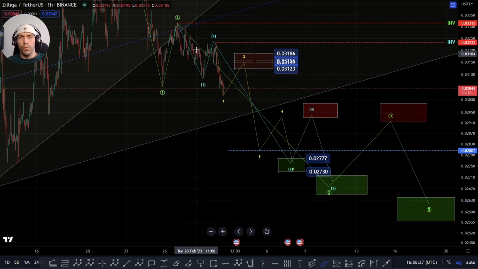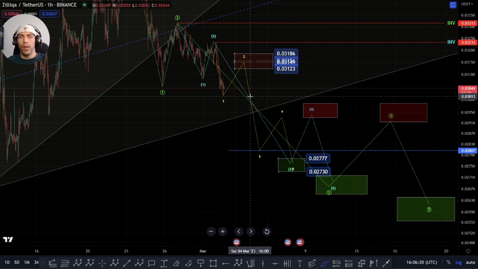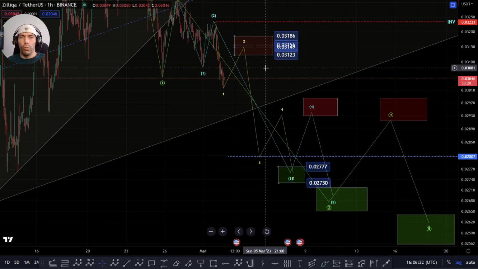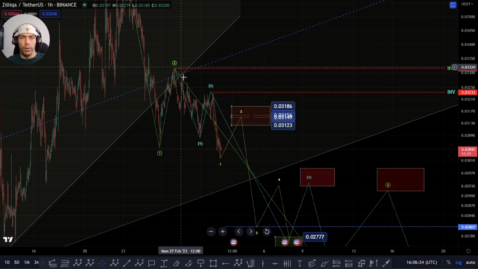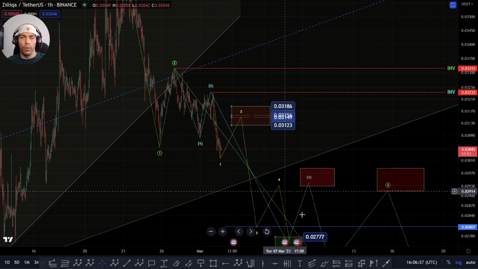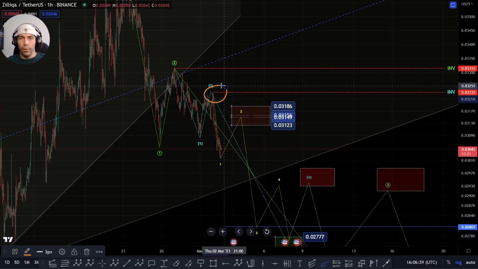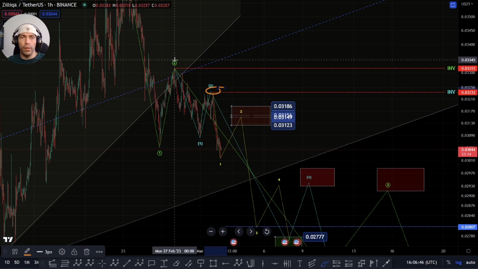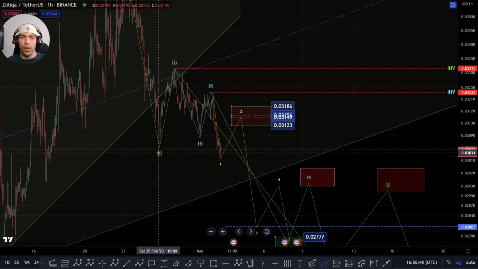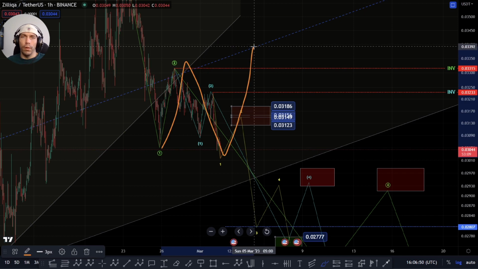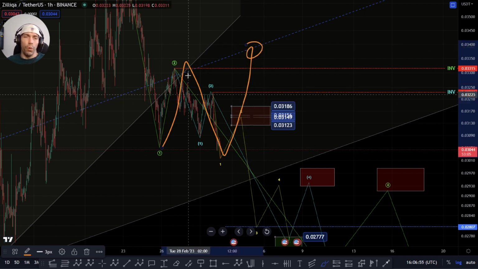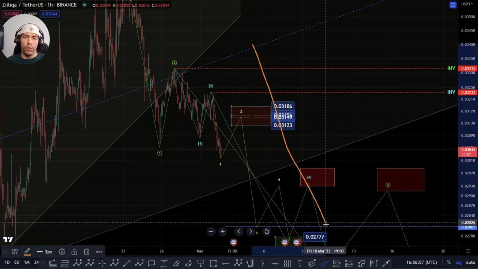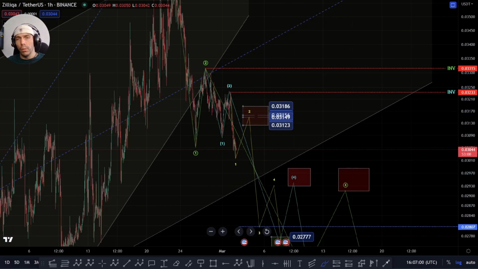Obviously, when we're trying to count an extension, sometimes these don't work out, and it could just be a corrective move. Like I said, this could just be an ABC, and then we look to invalidate these counts by moving back above these red lines, this 3233 and this 3315. If we move back above these highs, it would invalidate this potential for the extension. It wouldn't invalidate that idea of having a flat correction here, though, for wave 2 or a B wave, and then looking for that continuation to the downside from that point. So we keep that in mind.